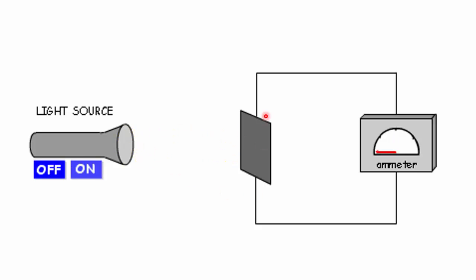A light falling on a surface, and then you can see that an ammeter is showing some value or reading. Ammeter, when it shows current value, that means electron is flowing through this wire or circuit. So what is this phenomena called? This phenomena is called photoelectric effect.